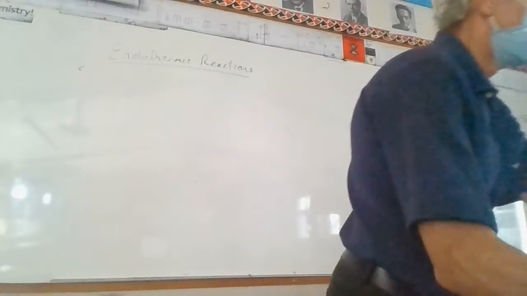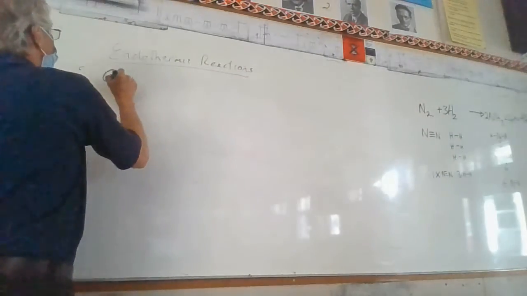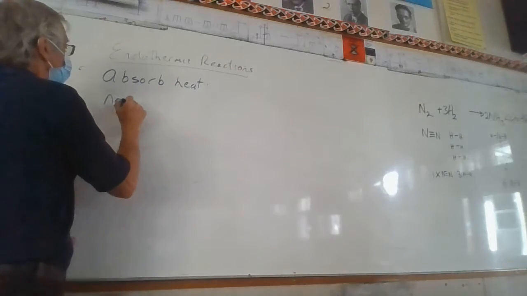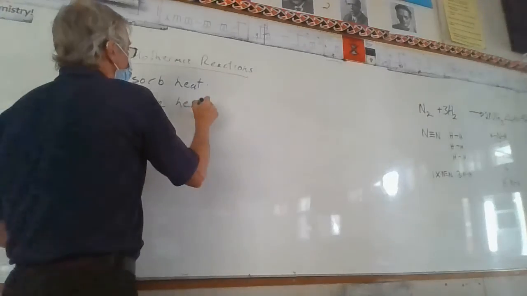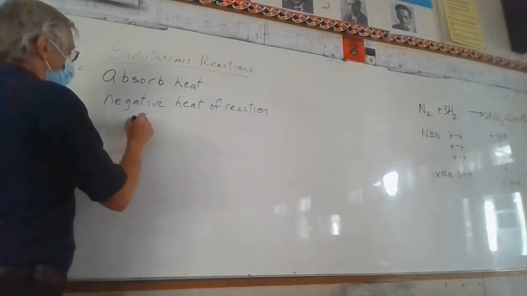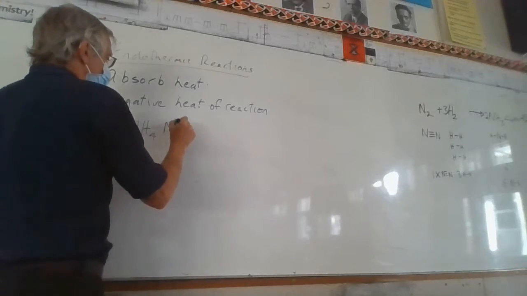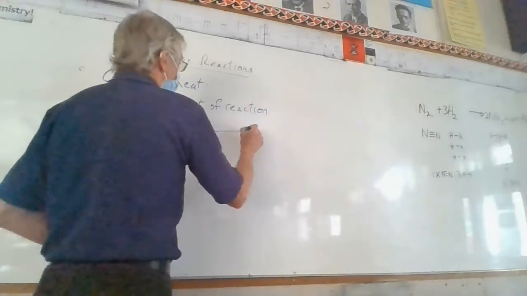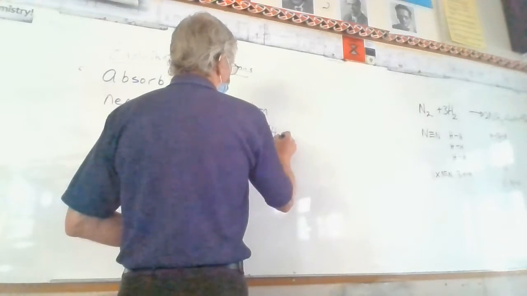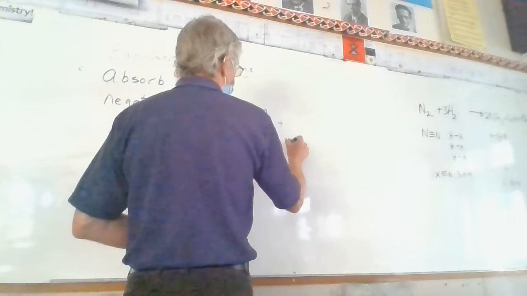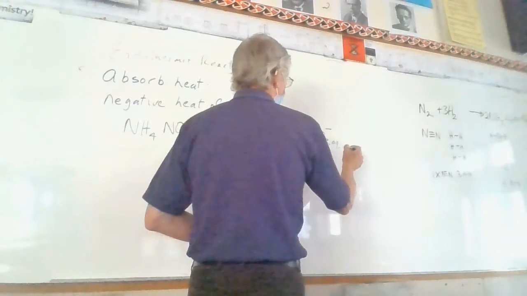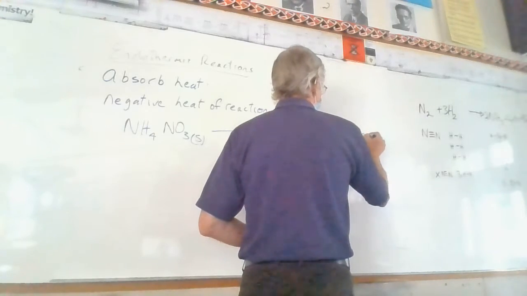Endothermic reactions absorb heat. They have a positive heat of reaction. For example, a lot of heat packs contain ammonium nitrate as a solid, and then when you smack the heat pack, you release some water and the ammonium nitrate dissolves into separate ions, ammonium nitrate solid going to ammonium ions, aqueous, and nitrate ions, aqueous, and the heat change here, delta H, is positive.